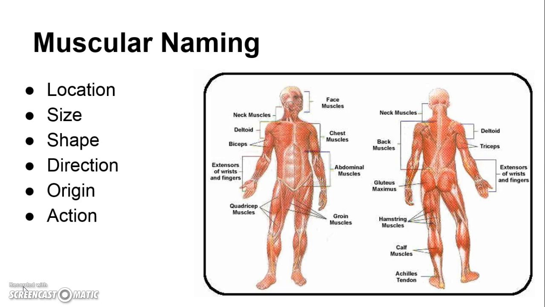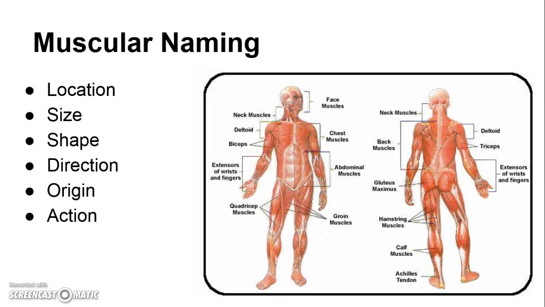If a muscle has abdominis in its name, it can be found around the abdominal region. Location can also be based on what bone the muscle is attached to. Can you guess where the tibialis anterior is located? Yep, on the anterior portion of the tibia. We also classify muscles by their shape, size, and direction. Deltoids, for example, have a triangular shape.